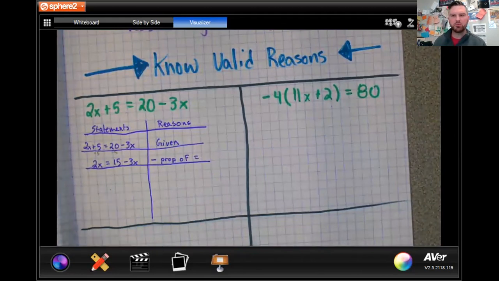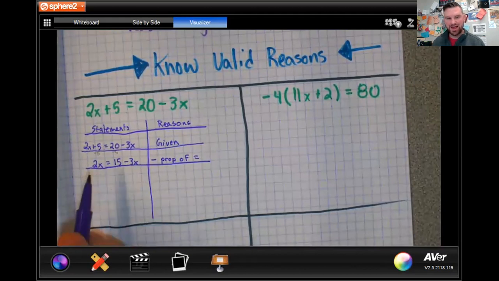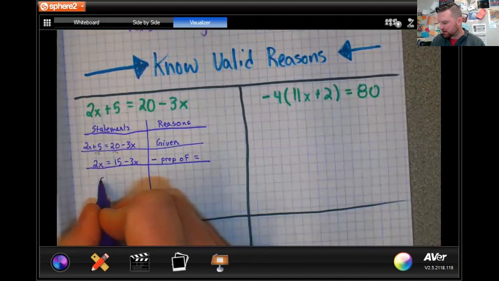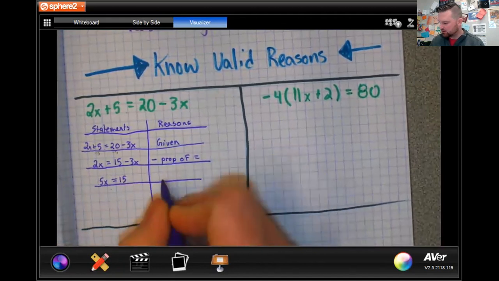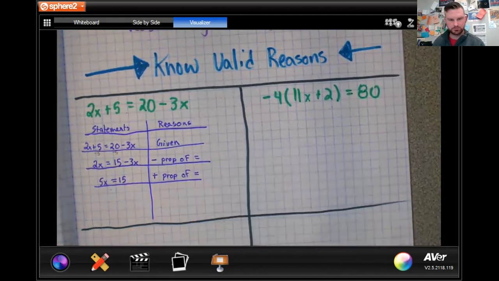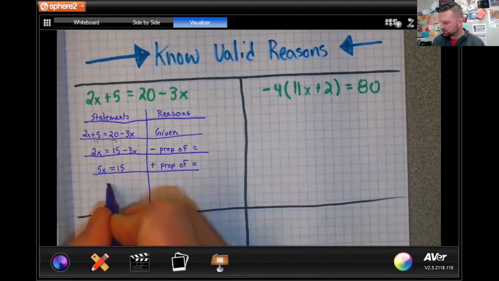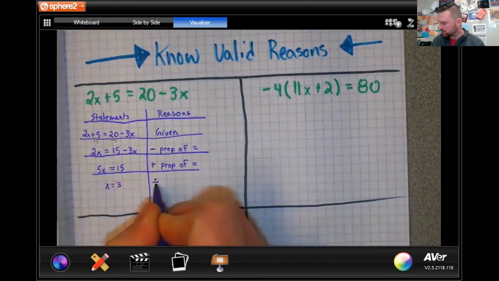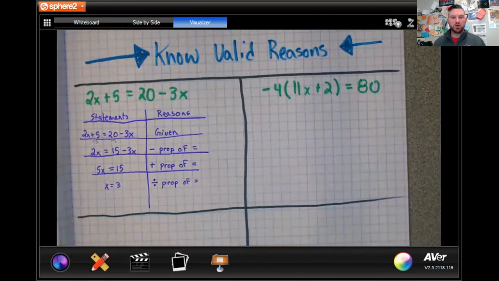And we'll go back here. After this problem, we'll go back to the valid list page and we will look at some of those algebra properties. Okay, so if I move my number over here, then I need to move the minus 3x to the other side. And I'm going to do that by adding 3x. So we're going to have 5x equals 15. Now I added to both sides of the equation. So that would be the addition property of equality. Okay. And then the last thing we're going to do is divide by 5 on both sides, and you get x equals 3, and that is the division property of equality.